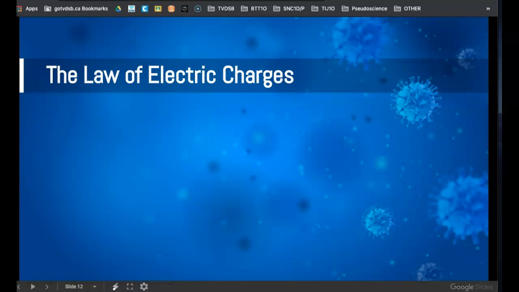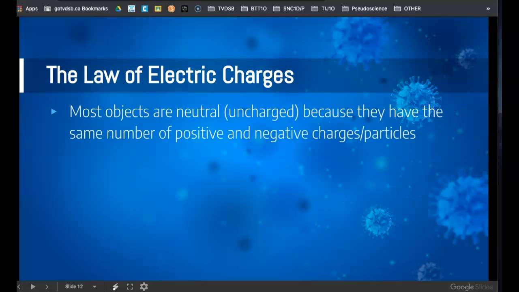All right, so let's take a minute to look at what's called the law of electric charges. Most objects are neutral or uncharged because they have the same number of positive and negatively charged particles. So the same number of protons as electrons. So you, as a human being, are pretty much uncharged because you have pretty much the same number of protons and electrons in your body.